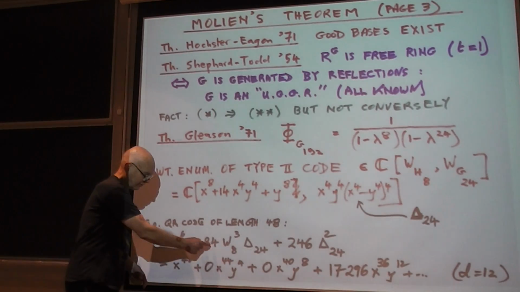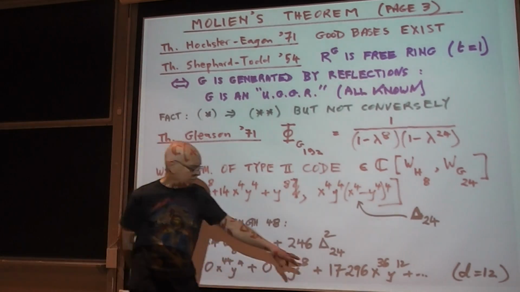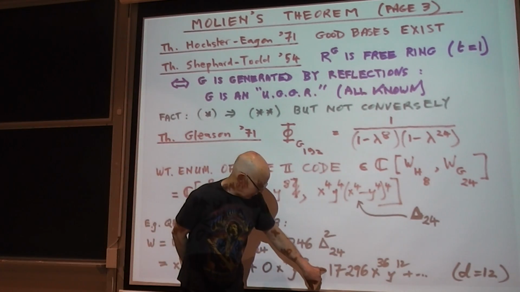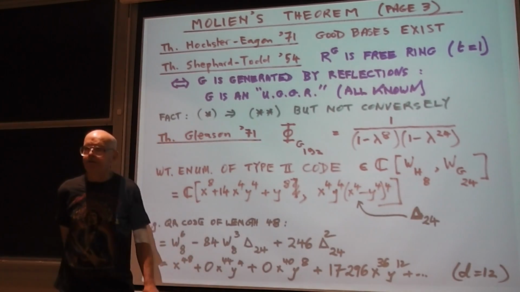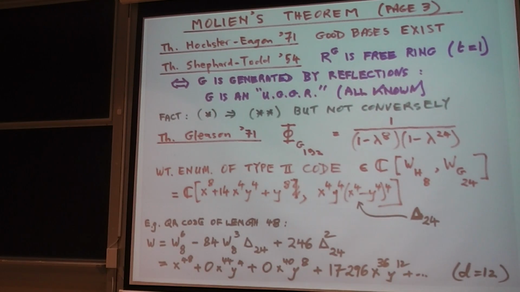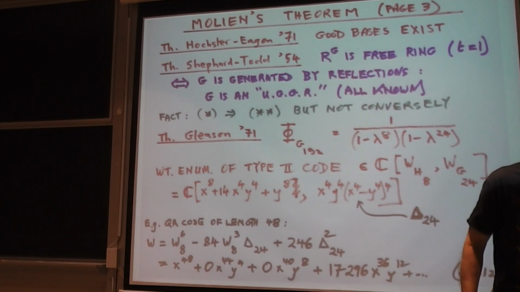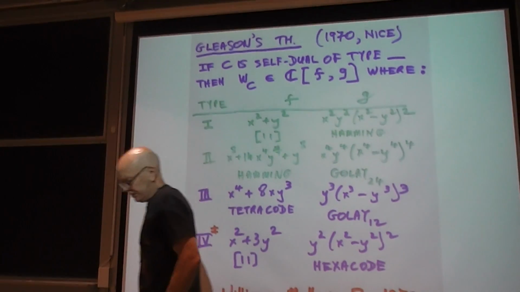And here are the coefficients you need, 84 and 246. And lo and behold, you get the weight enumerator of the code, and it tells you that there are 17296 code words of weight 12. And the Assmus-Mattson theorem, that I'm going to come to in a minute, will say that that's a 5-design, I think. So here's Gleason, Nice, 1970.